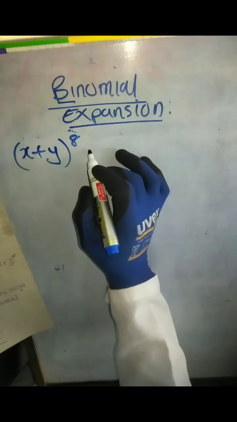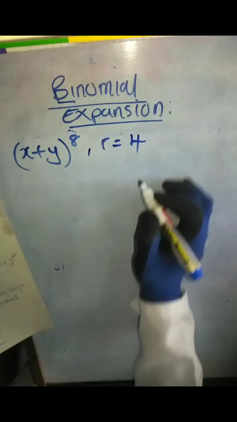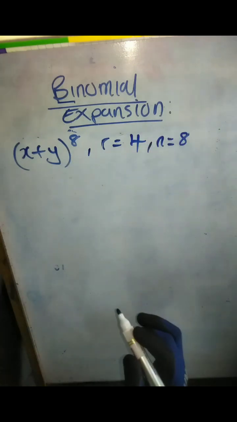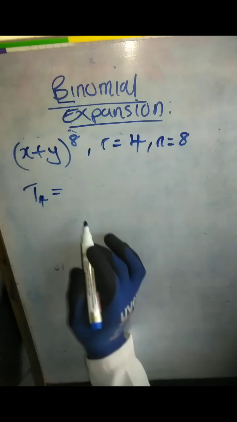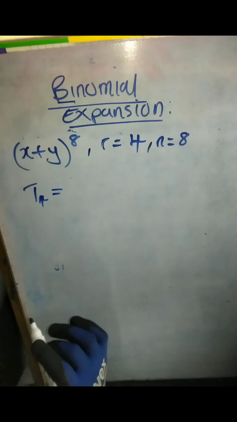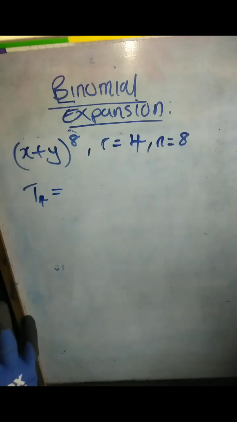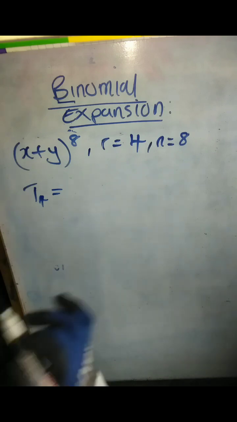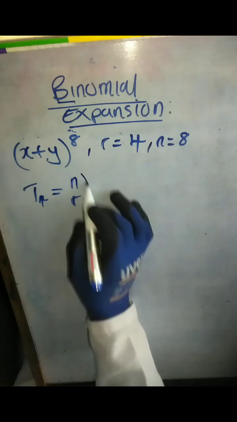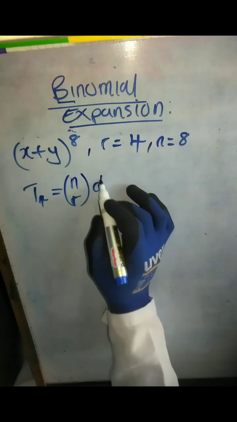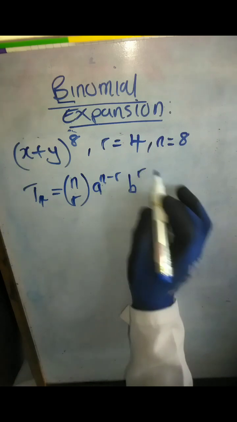Then saying find the fourth term. So where r in this case is 4, they've already given us the position. Then our n in this case is the power, which is 8. Then we want to find the fourth term. So now just say t4, which is the fourth term, equals, you just have to use the general formula again when a question like this comes. So you can now just say n combine r, then a to the n minus r, b to the r.